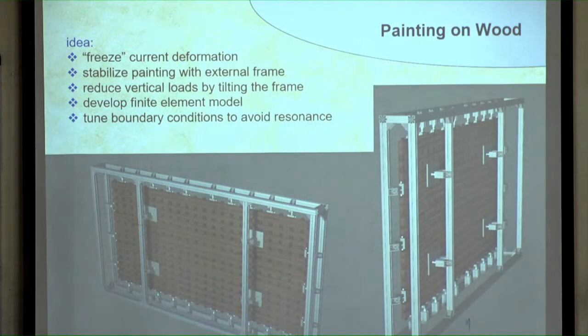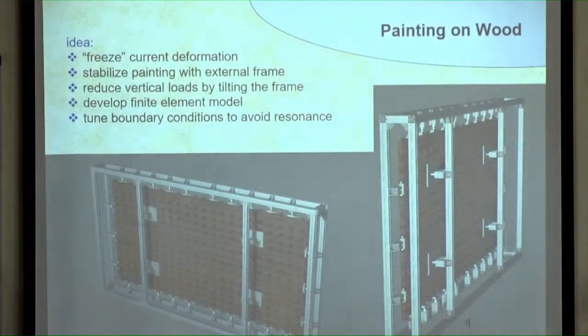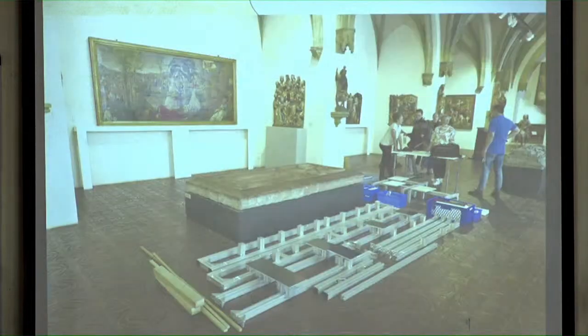Just having good ideas is not sufficient. For example, you need to know the eigenfrequency. If you excite the eigenfrequency of such a painting, the amplitudes will be high. High amplitudes, high potential damage. Okay. A finite element model needs to be done. The museum people thought about finite element: what is finite element? We want to transport a painting and not make simulations. But finally, they agreed. And so we selected the boundary conditions in such a way to avoid resonances.